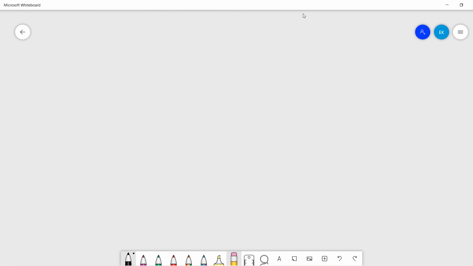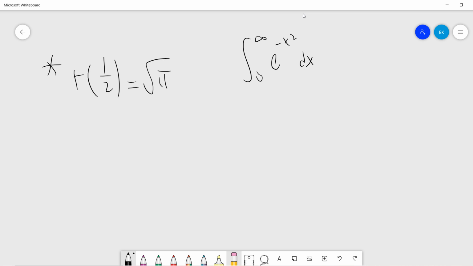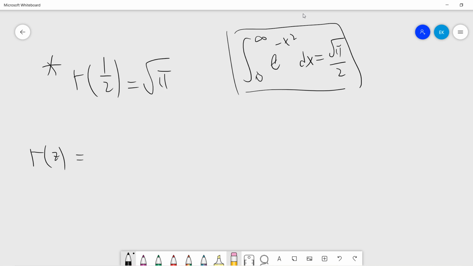Another property is gamma of 1 over 2. Gamma of 1 over 2 is the square root of pi. To prove it, what we need to know is that this Gaussian integral is basically square root of pi divided by 2. So you need to remember this. Let me go back to our original gamma function. So this is the definition.